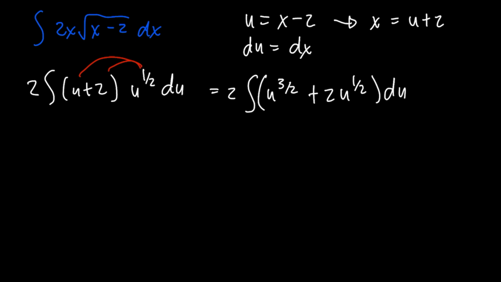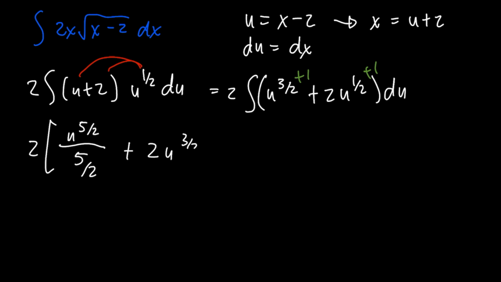Then let's integrate. u raised to 3/2, if we add 1 here, we'll have u raised to 5/2 over 5/2, plus 2. We're going to add 1 here, we'll have u raised to 3/2 over 3/2, plus c.